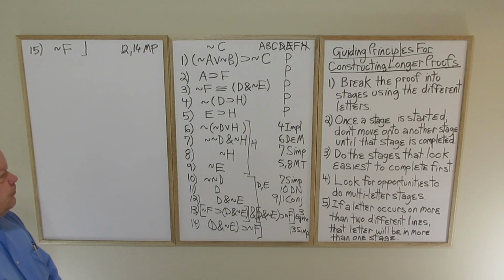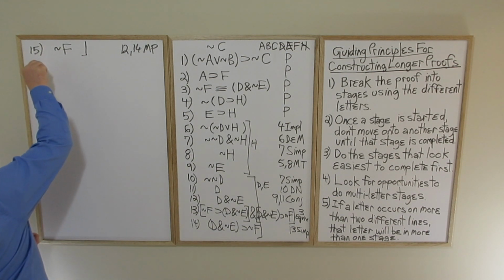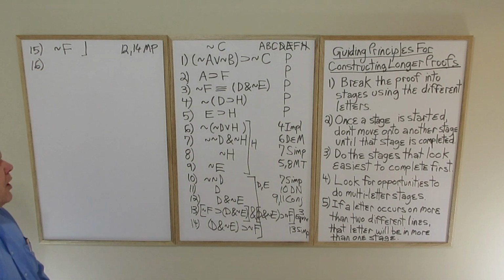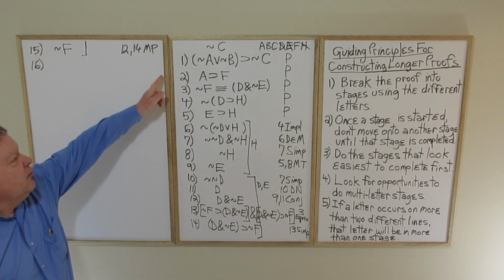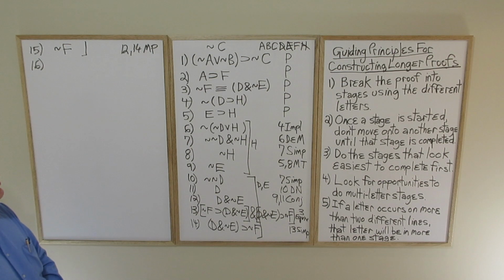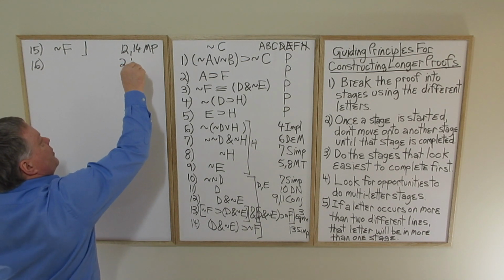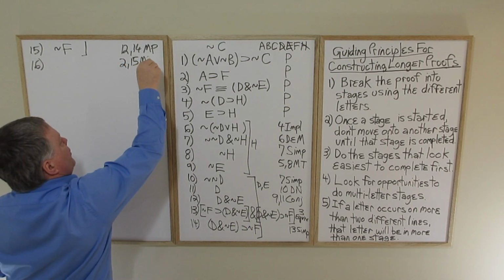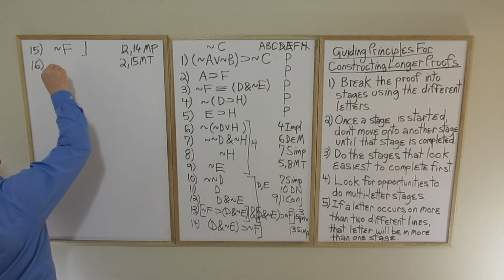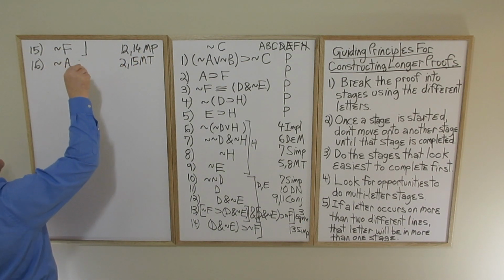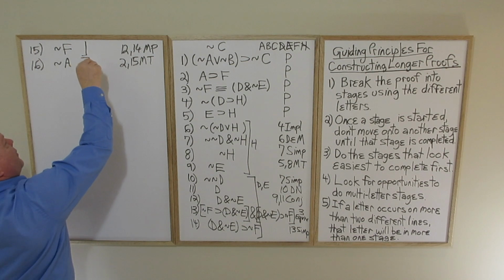Now that we've derived tilde F, the F stage is going to be pretty straightforward. It's only going to be one line. 2, 15 modus tollens will give us tilde A.